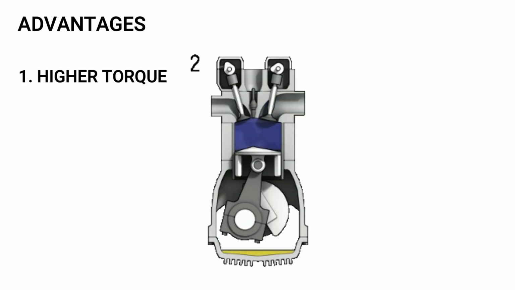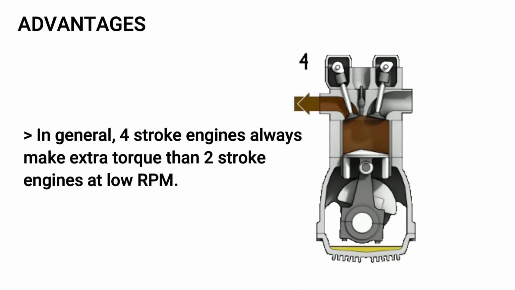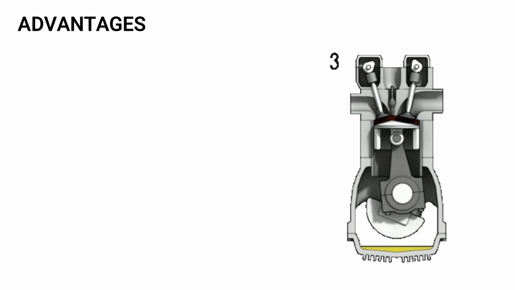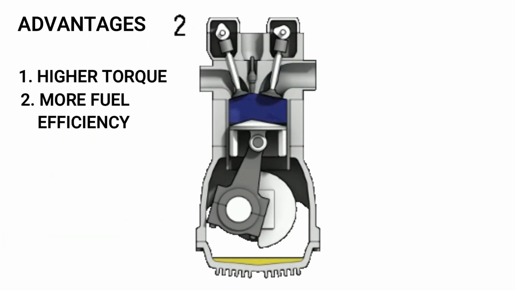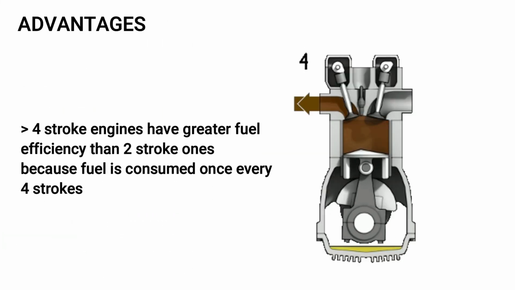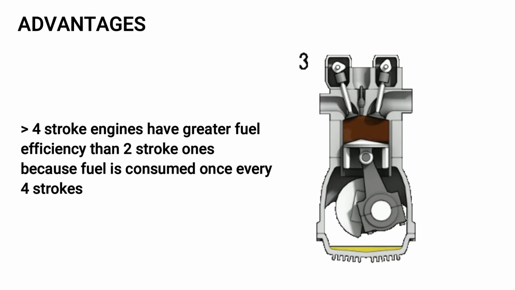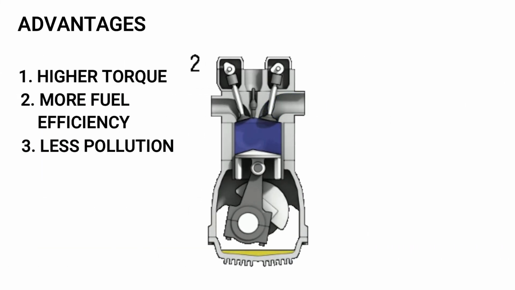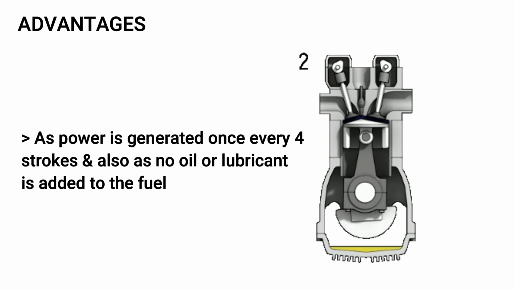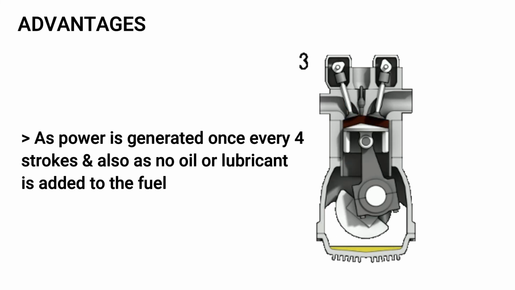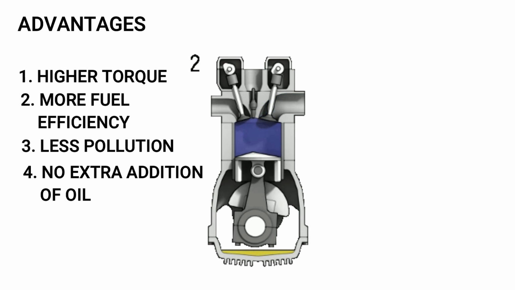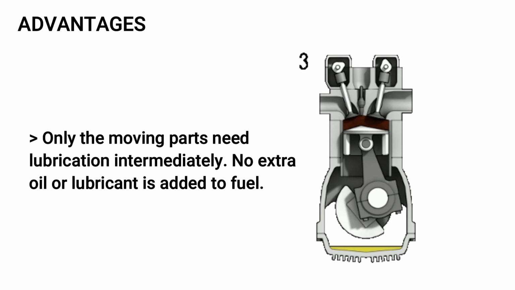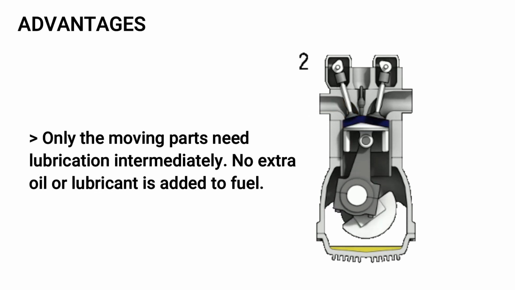Advantages. First, higher torque. In general, 4-stroke engines always make more torque than 2-stroke engines at lower RPM. Second, more fuel efficiency. 4-stroke engines have greater fuel efficiency than 2-stroke ones because fuel is consumed once every 4 strokes. Third, less pollution, as power is generated once every 4 strokes. And the last one, no extra addition of oil. Only the moving parts need lubrication intermittently. No extra oil or lubricant is added to the fuel.